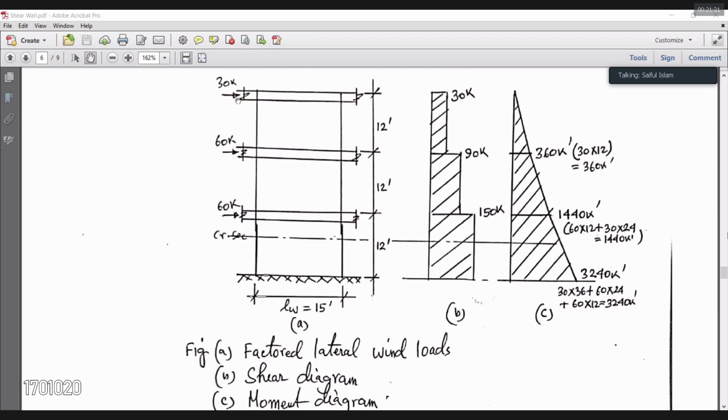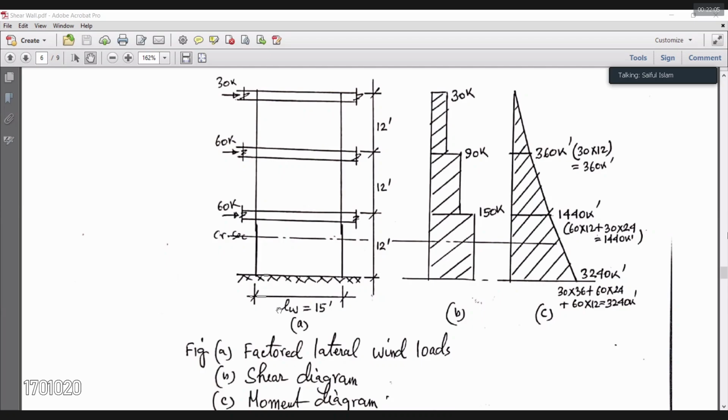During analysis, although wind load is distributed around the side of the building, it is taken as a concentrated force at the beam level or frame level in this way. So they have given the loads in this way, here 30 kip. These are all the factored loads. After factoring, they have expressed here 30 kip, 60 kip, 60 kip. Now this is the building.